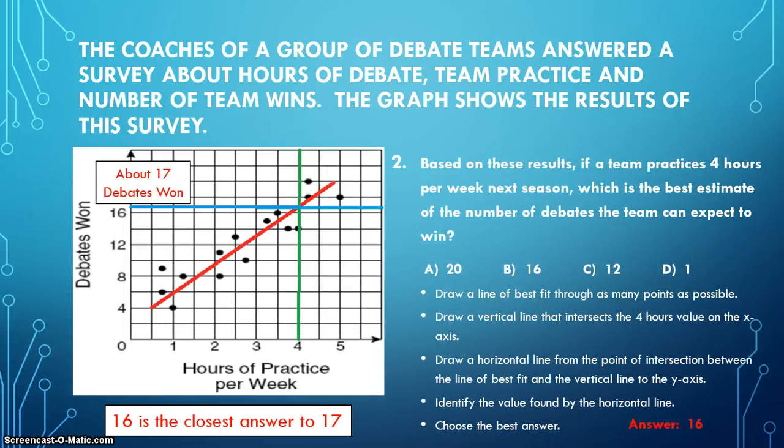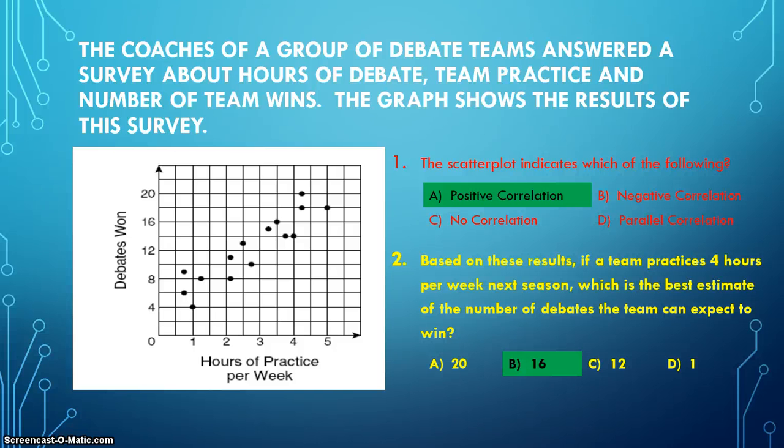So, to review what we did: when it comes to a prediction, we first draw our line of best fit, and then we drew a line for the number of hours, because that's what it wants. What's the prediction for 4 hours? And then we drew a line from the intersection of the line of best fit over to the y-axis to figure out what the prediction would be. And that's how we ended up with B, 16. So we know it's a positive correlation, and if they practice for about 4 hours, the answer is going to be about 16. Again, it's a prediction, so you've got to pick the best answer out of the bunch, or the closest one.